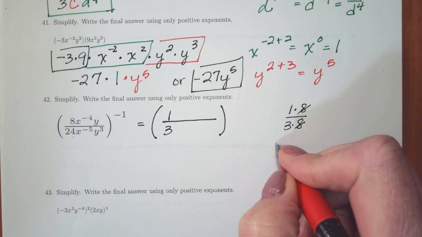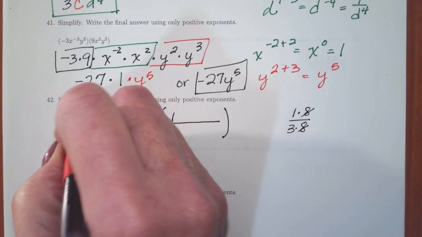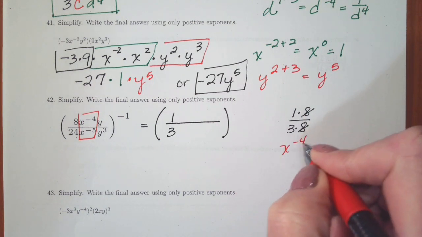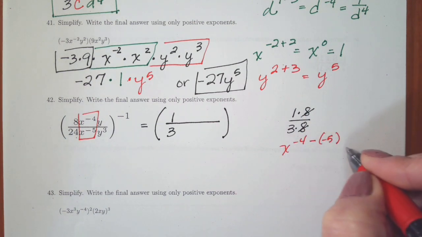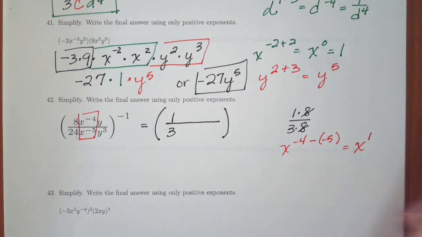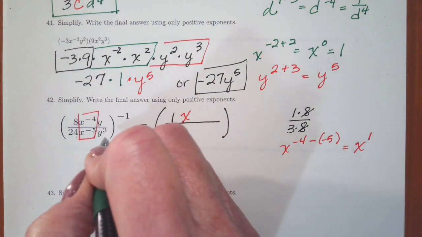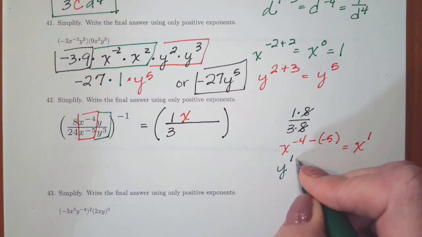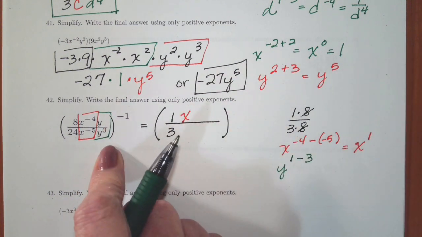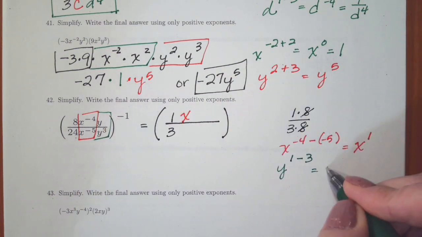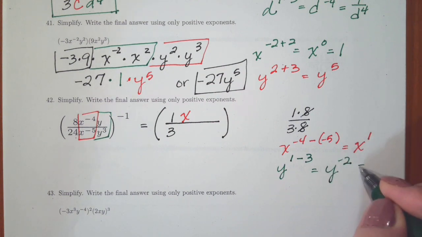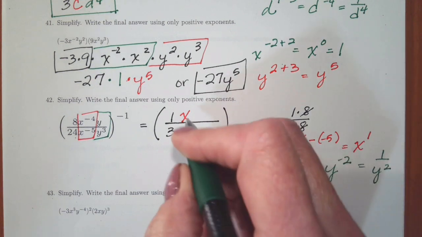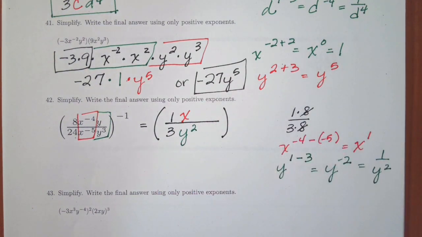For the x's, I have x to the negative 4 minus negative 5, which gives me x to the first. So I have an x in the numerator. For the y's, I have y to the first minus third. Since I'm dividing, I subtract the exponents, which gives me y to the negative 2, or 1 over y to the second. So I have a y to the second here. And then I just take everything to the negative 1 power.